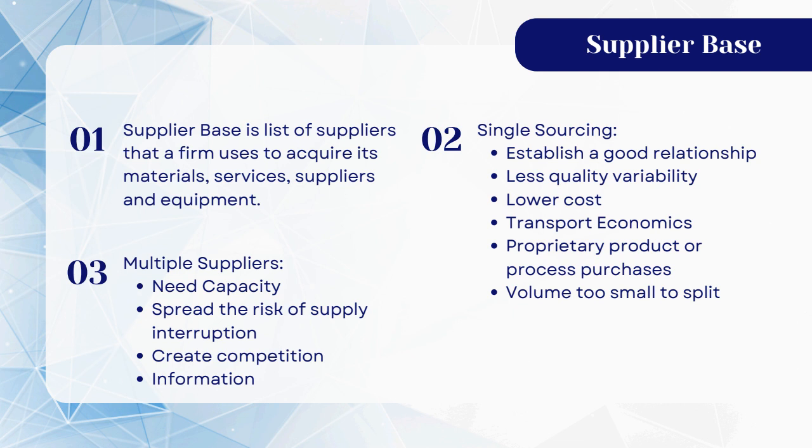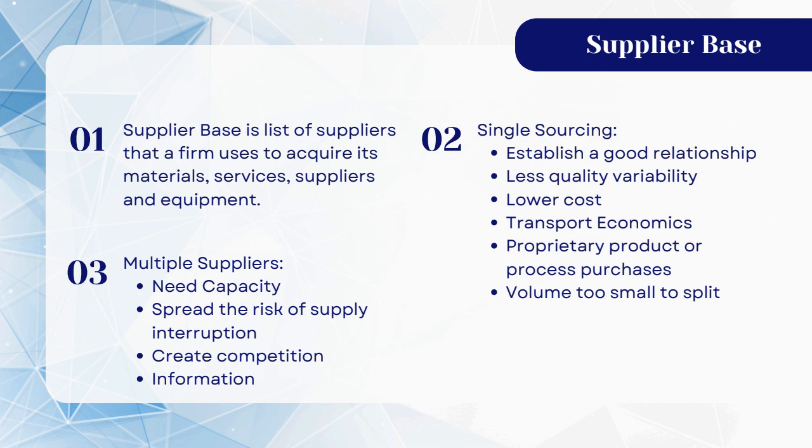Lower costs when you're buying, you have economies of scale. When you have economies of scale, you have a lower purchase price per unit. Transport economies, you can take full reign of FTLs, so full truckloads or even LTLs, which is less than a truckload, as opposed to moving smaller quantities from a courier perspective to yourself from multiple suppliers. And then proprietary product or process purchases.